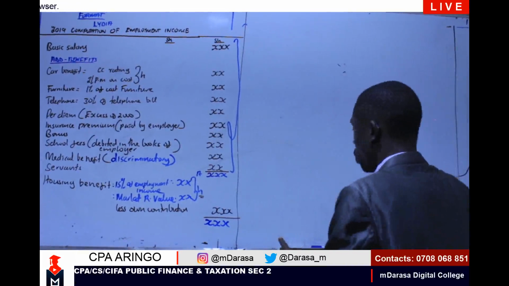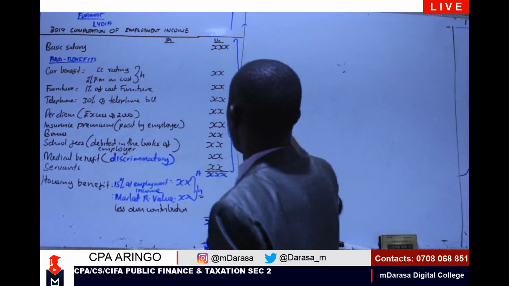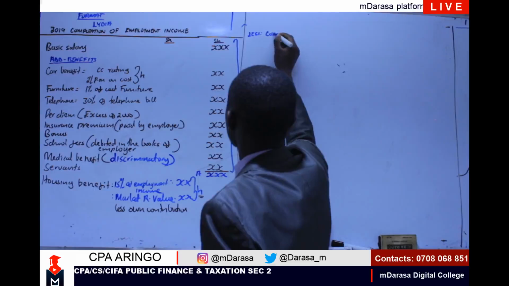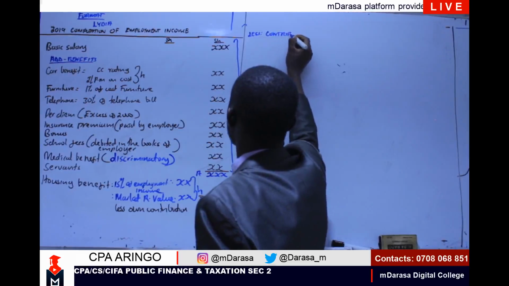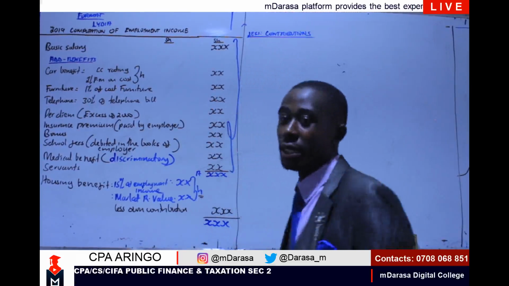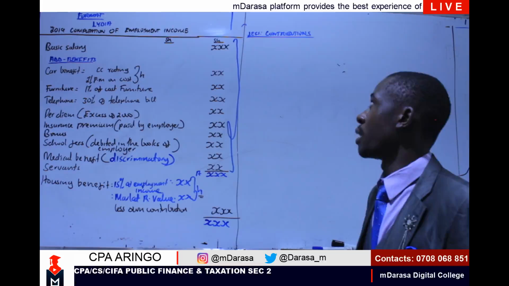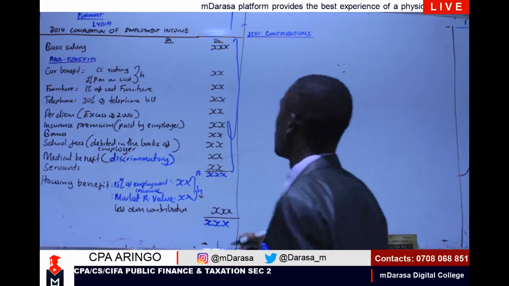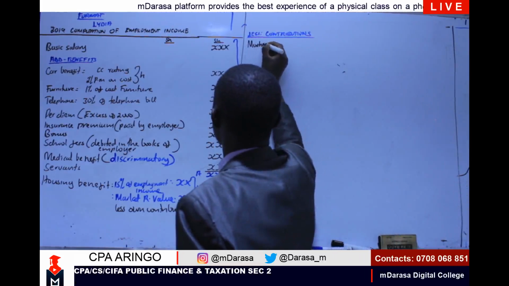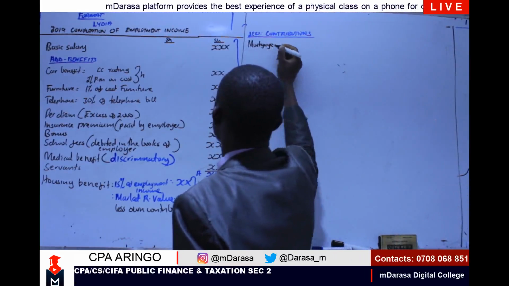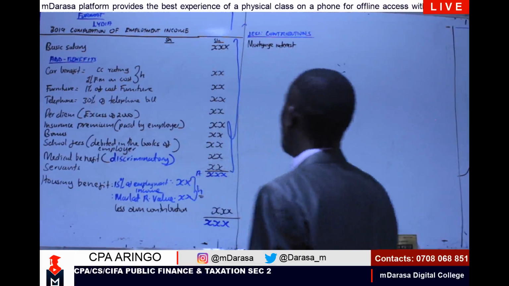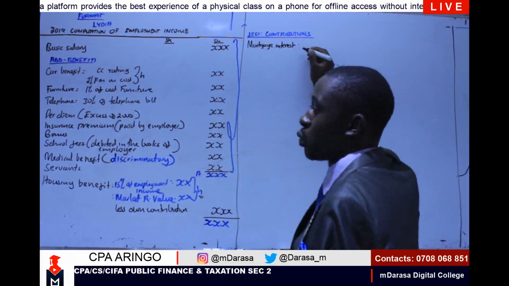Then we less what? We less contributions here. Deducting these contributions, these will include the following. Maybe I'm talking of mortgage interest. You know very well that this amount was adjusted.